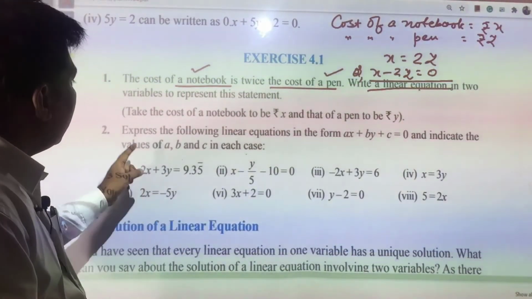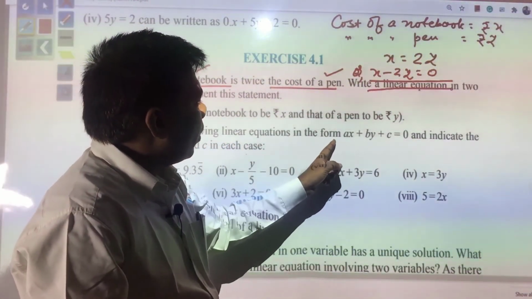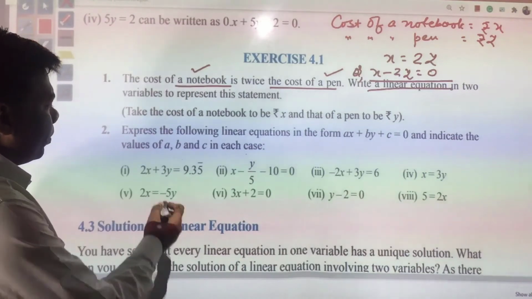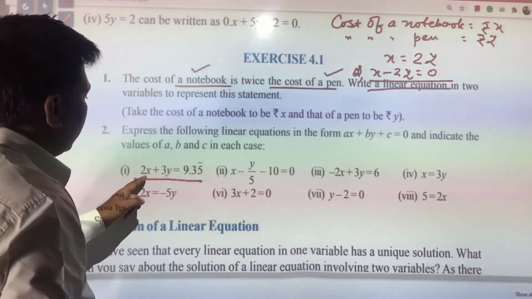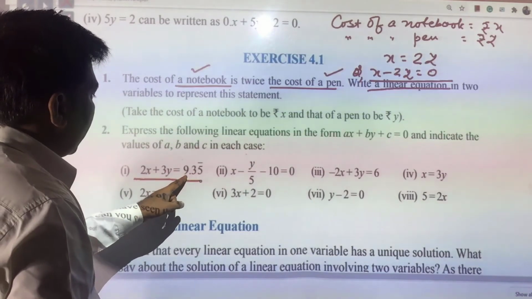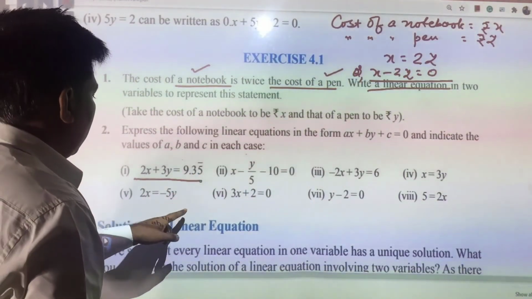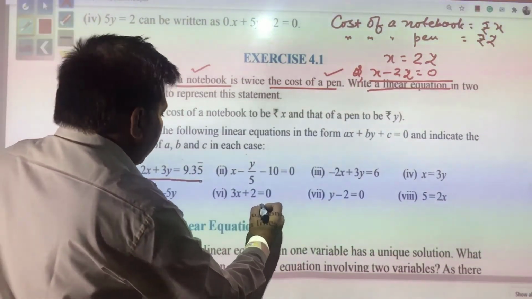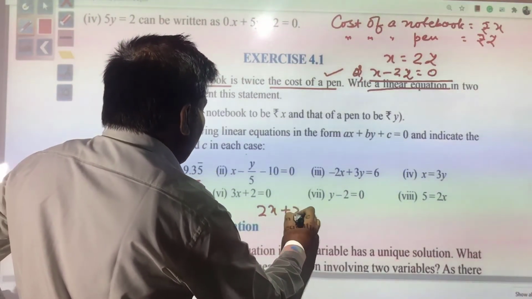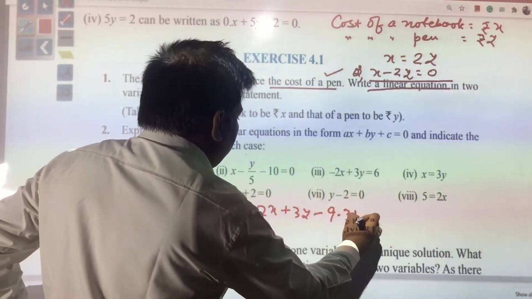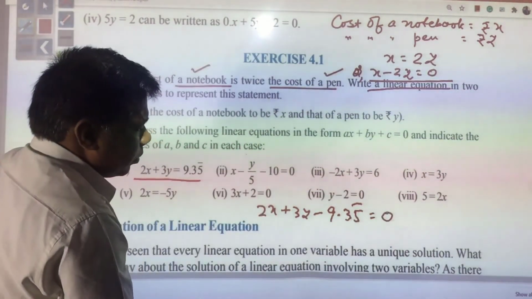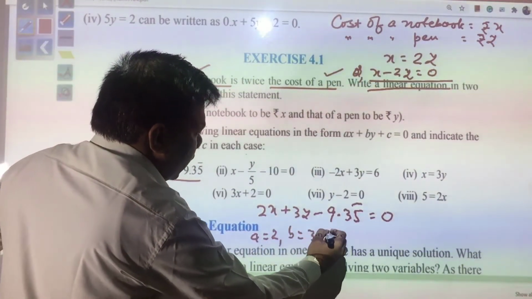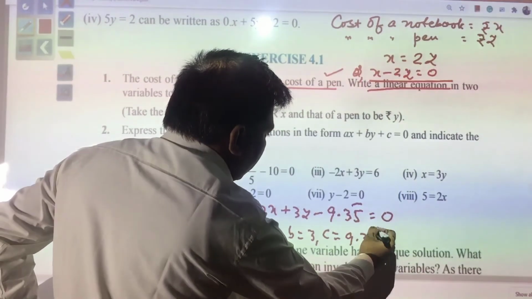Second question: express the following linear equations in the form ax plus by plus c is equal to 0 and indicate the values of a, b and c in each case. So simple it is. Here you have 2x plus 3y is equal to 9.35 recurring. This can be written as 2x plus 3y minus 9.35 recurring is equal to 0. So a is equal to 2, b is equal to 3 and c is equal to minus 9.35 recurring.